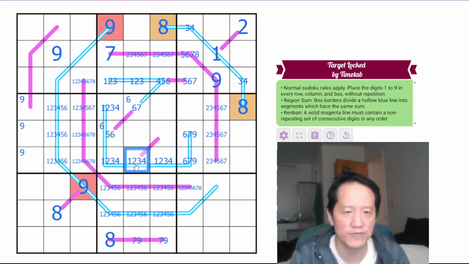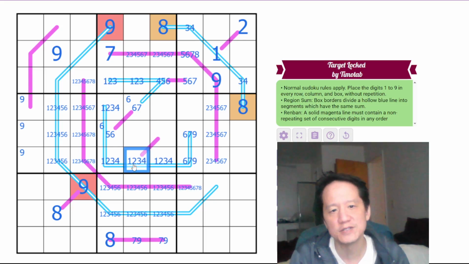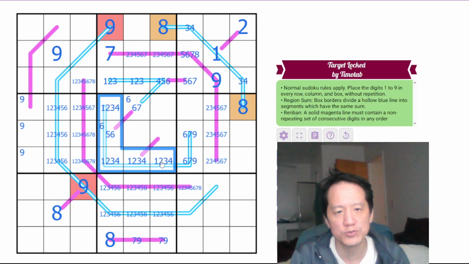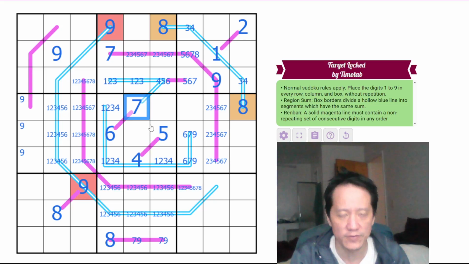This 1, 2, 3, 4 can only be consecutive with 1 through 5. Therefore, we know this has to be 5, because the rest of 1, 2, 3, 4 has to be here on this region sum line. So then this must be 4, this must be 5, which makes that 6, which makes that 7. This can't be 4, this can't be 4, this can't be 4.